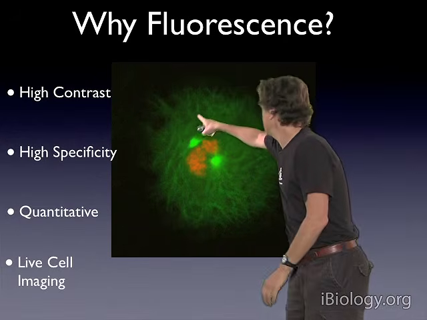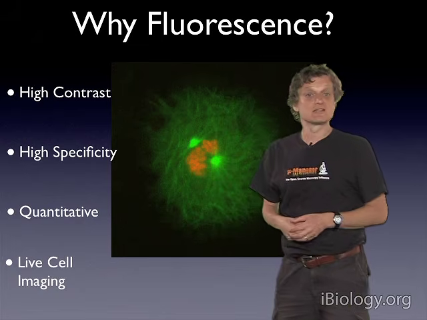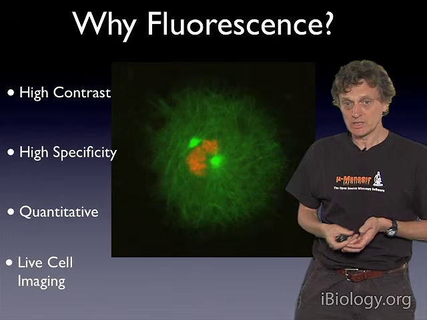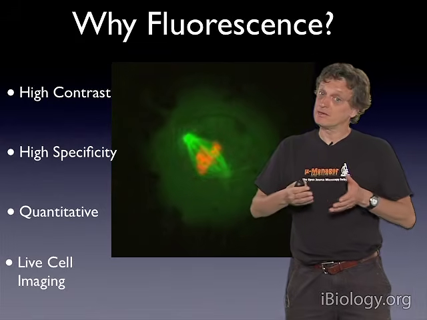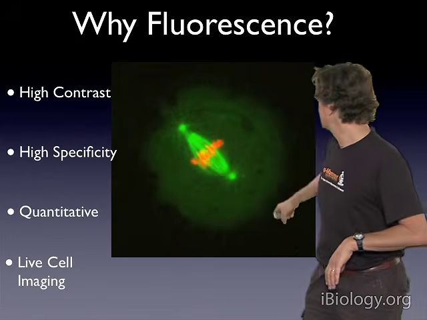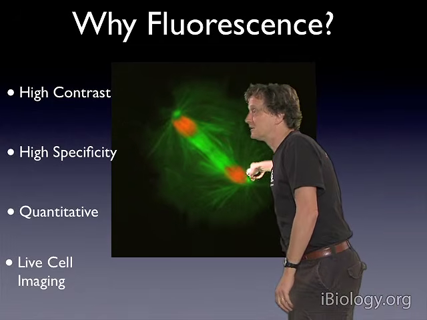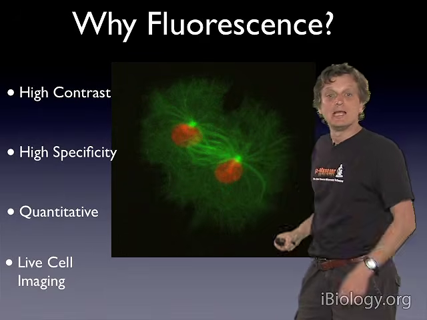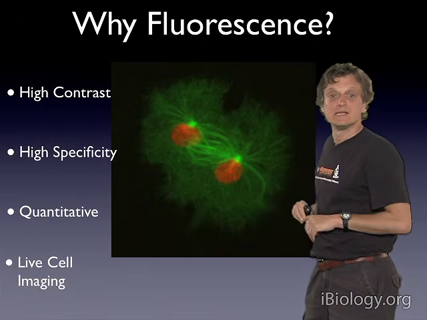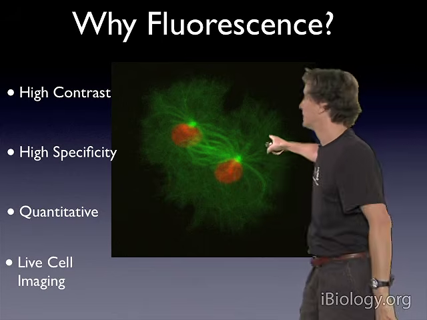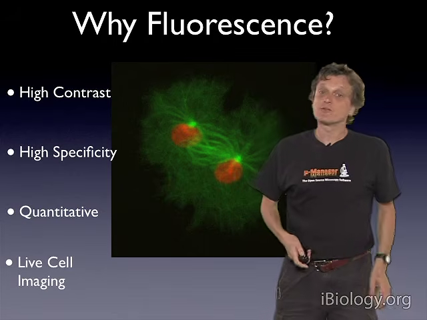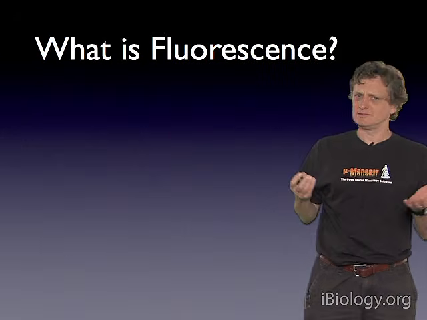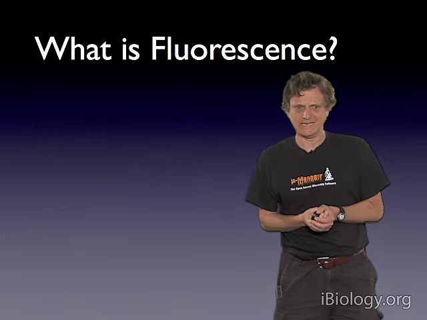And then lastly, and very importantly, fluorescence is compatible with imaging of living cells. So this image here is not only a still image, but it's actually part of a sequence of images that I took. And when we now start playing those faster, we see that it's actually a dividing cell. So the microtubules assemble in this spindle, and that spindle then pulls apart the chromosomes into two daughter nuclei.